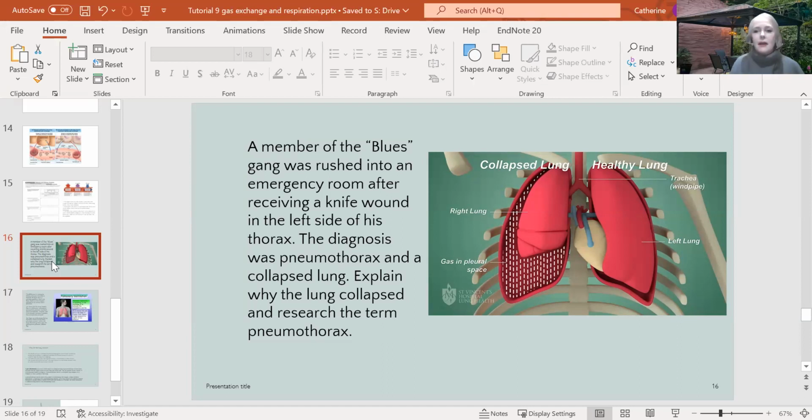We will research the term pneumothorax together, but can anyone explain to me why that knife wound caused a collapsed lung? What did it pierce and why is it important? So the knife has actually pierced the lung, so it's gone into the space between the lung and the lung wall, the pleural space, which is filling up with air, creating pressure on the lung and making it shrink, so there's not as much airflow going into it.